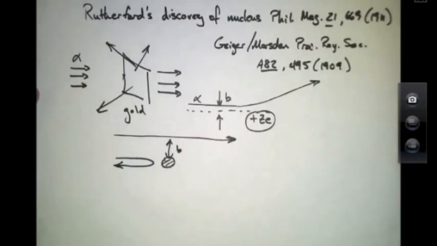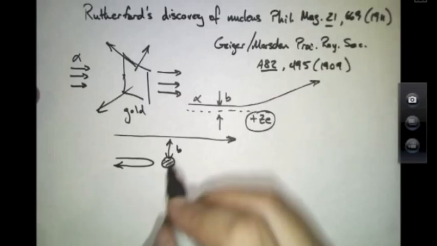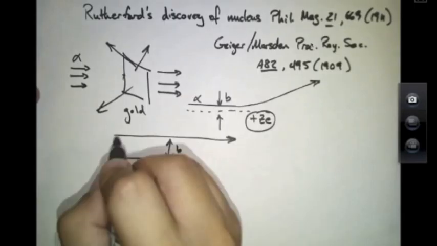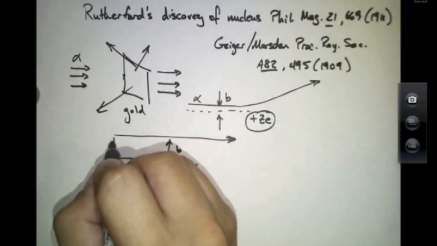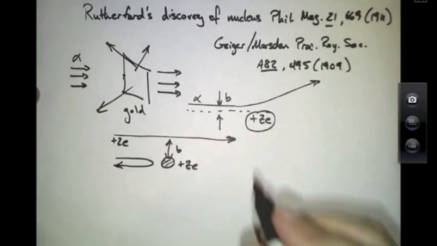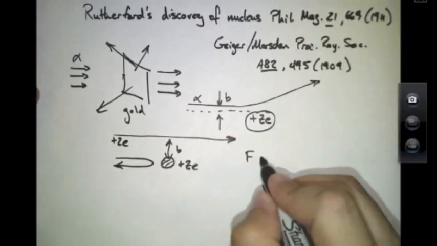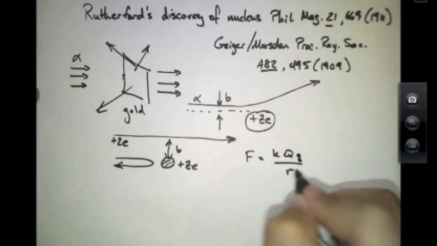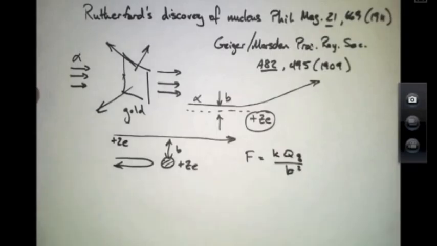And we can see why different impact parameters would cause different scattering angles, because the electric field of this nucleus would repel this alpha particle by different amounts, because the force would go as 1 over b squared.